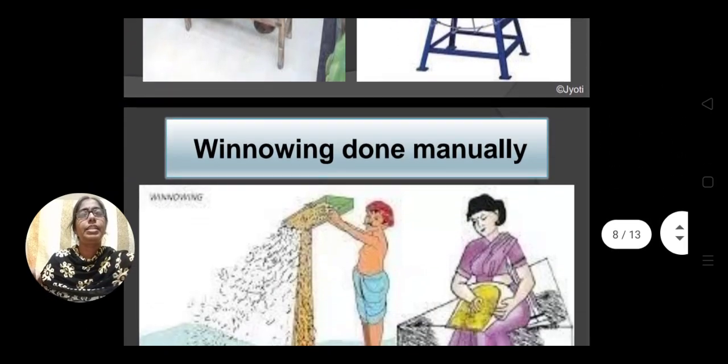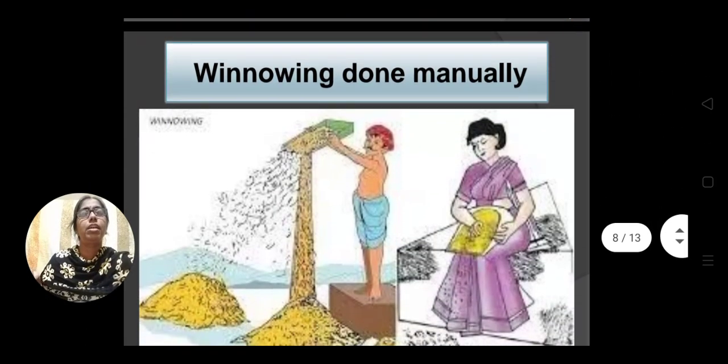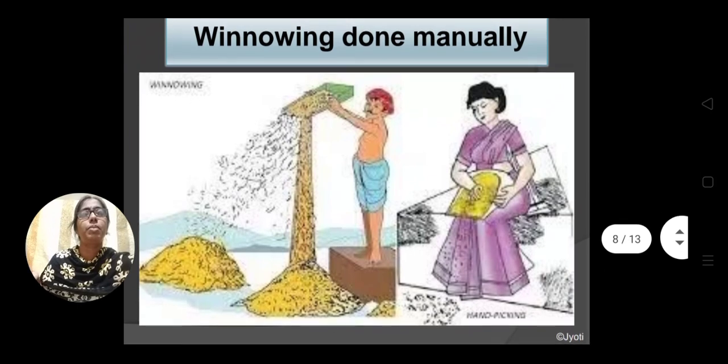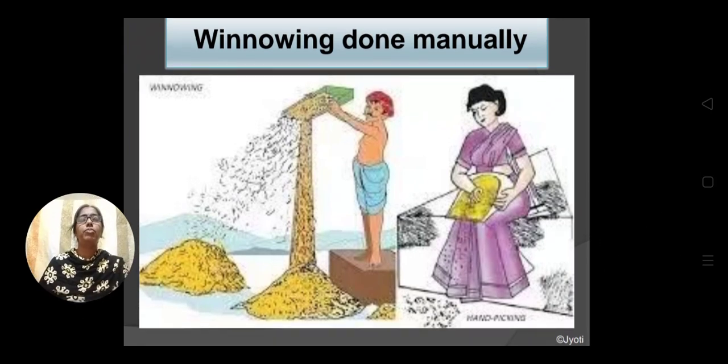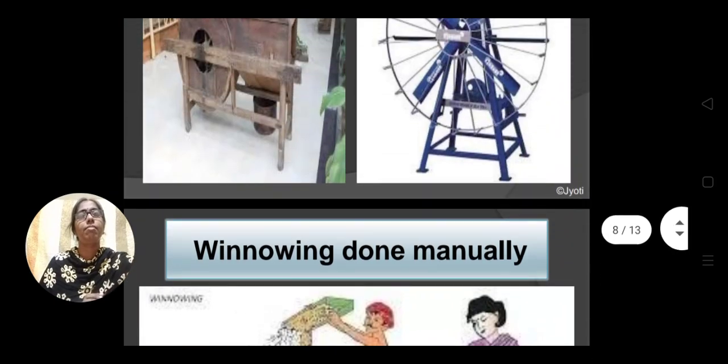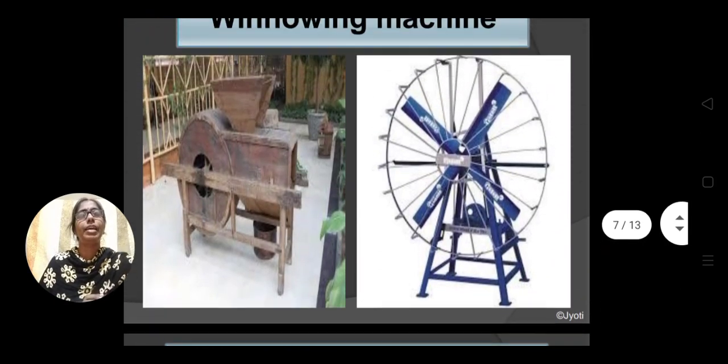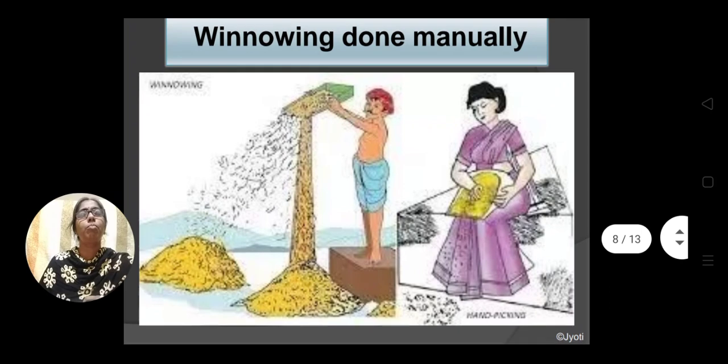So here you can see how winnowing is done manually. From this it will be very clear for you. Here naturally, by the wind, the winnowing is done. But if you use the winnowing machine, the second one which I have shown you in the previous diagram, this fan-like structure, then it will be much easier.